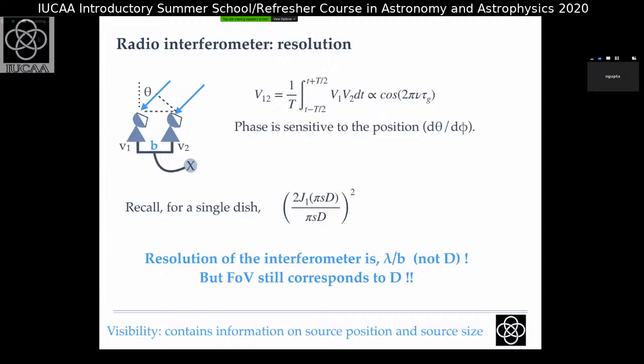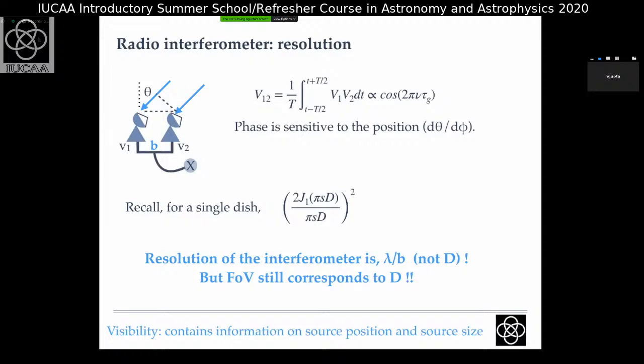You can take this expression, estimate what d theta by d phi will be, and using that, you can calculate, if a source moves by, let's say, 1 arc second, what would be the corresponding change in the phase d phi for that.